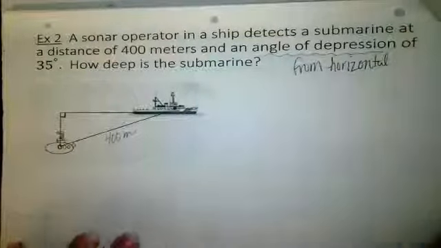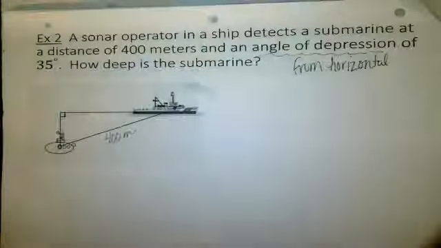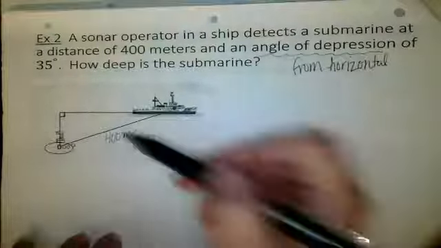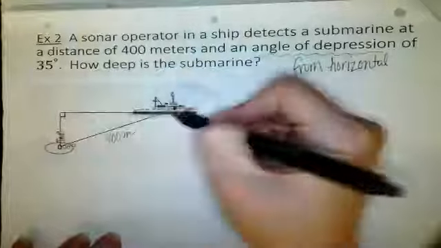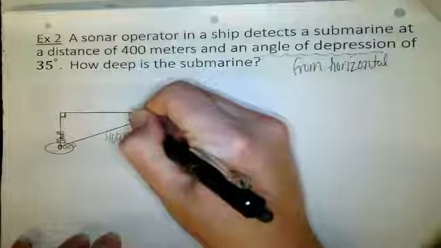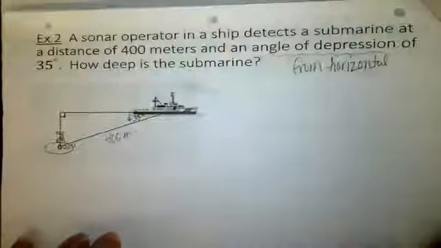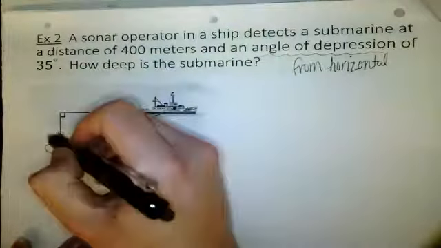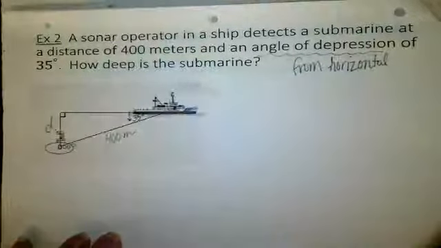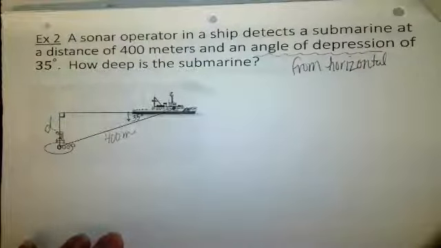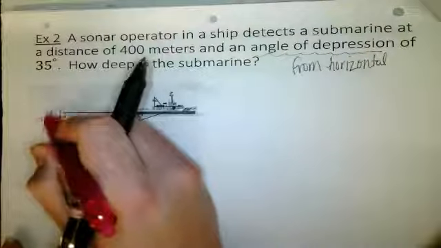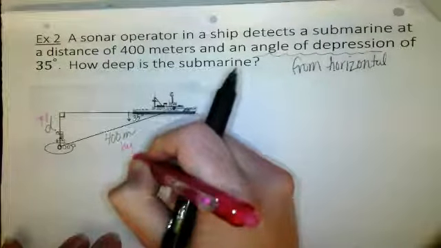Remember that whole discussion about keep your eyes up, look straight ahead? T-A-L, horizontal. Okay. So anytime you see angle of depression or angle of elevation, that's always from horizontal. So this is from horizontal, this horizontal water line down is 35 degrees. And we want to know how deep is the submarine. So we want to find this depth here. So with my picture properly labeled, I have the opposite side and my hypotenuse.